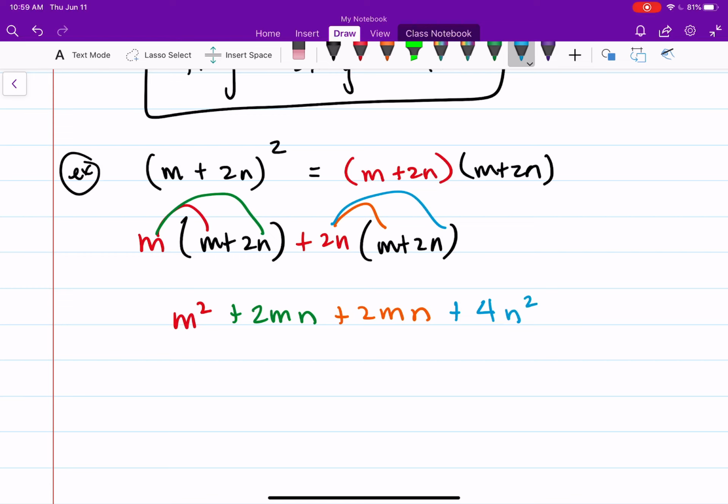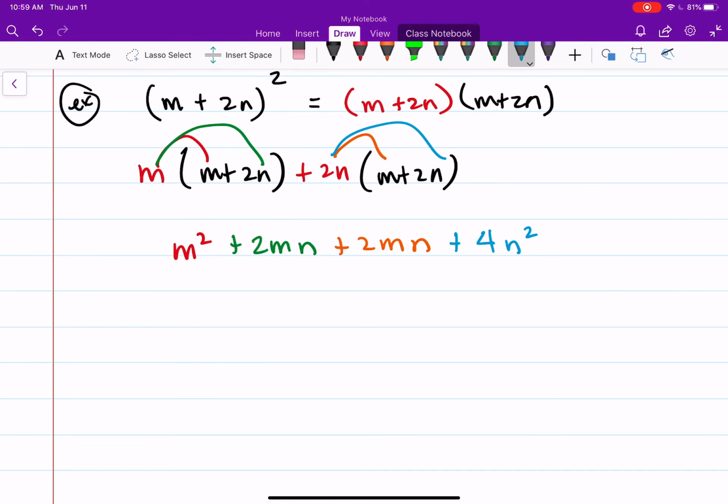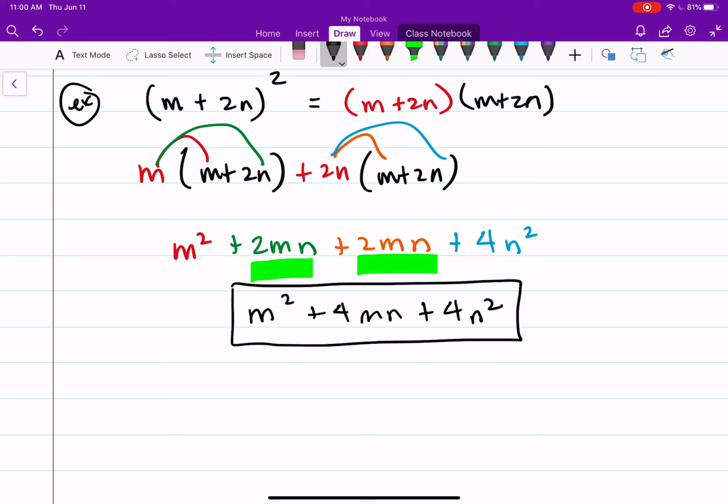So multiplying is the same idea, except we're multiplying instead. Now, when we're adding and subtracting, here are my like terms. They're both mn. So I'm going to have m squared plus 4mn plus 4n squared. That would be my answer there.